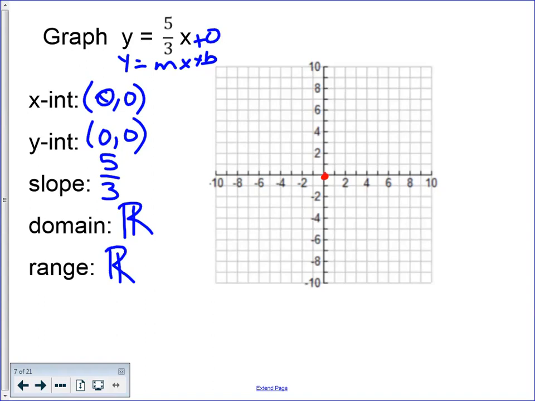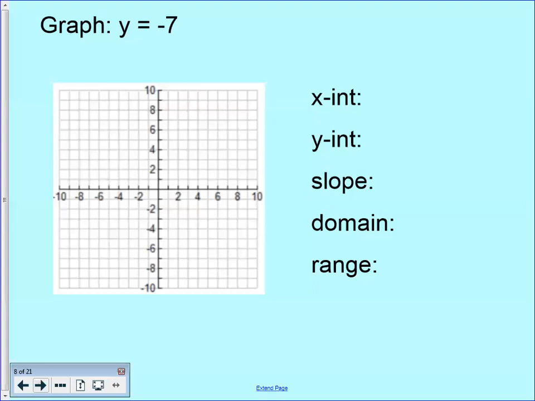1, 2, 3, 4, 5, 1, 2, 3. If I wanted to go backwards, go down, 1, 2, 3, 4, 5, 1, 2, 3. And there is my line, my dots. I need to connect and draw my arrows. All right, we're going to pick up here in part 2 of our video.